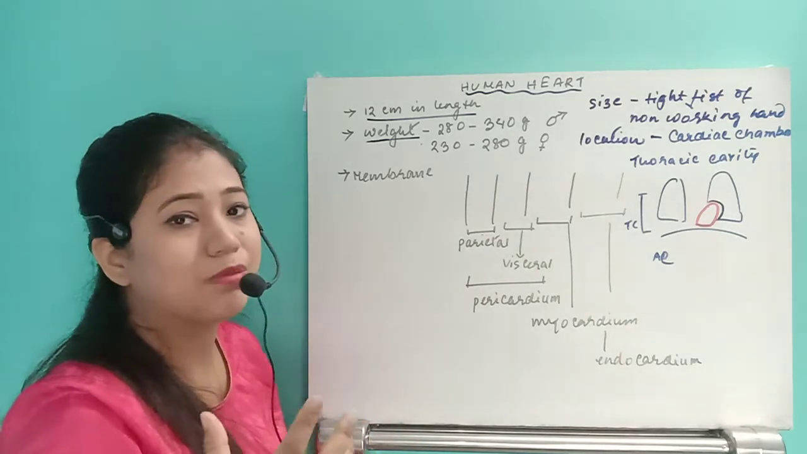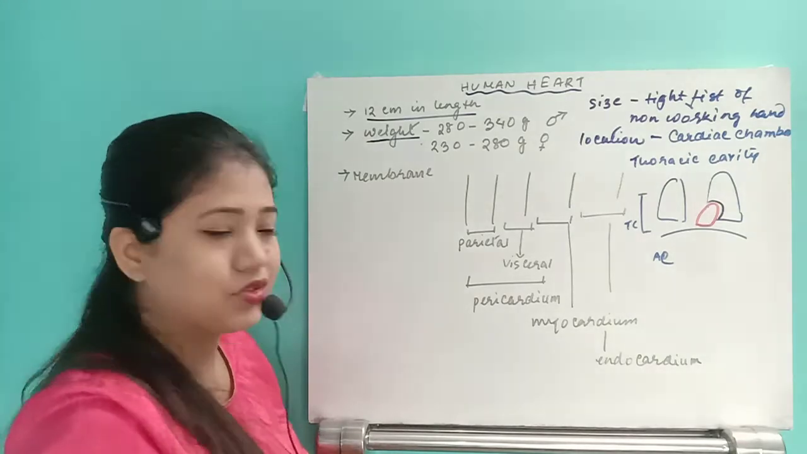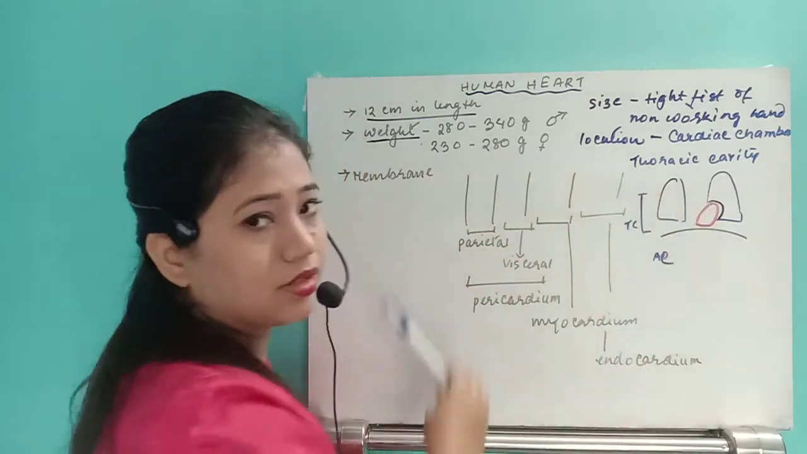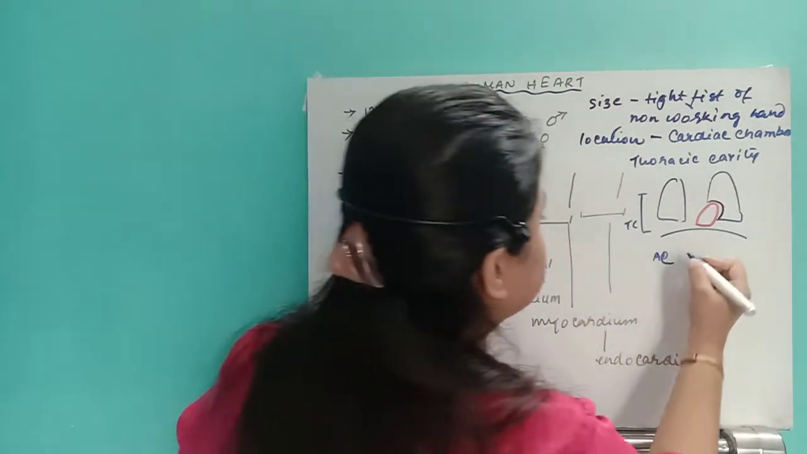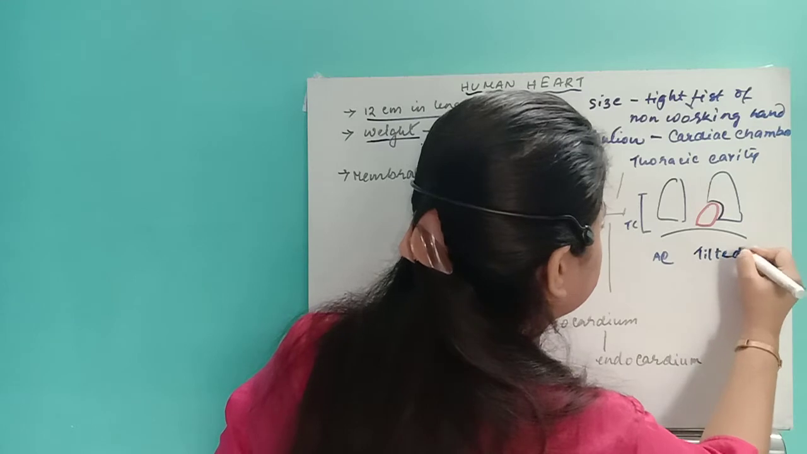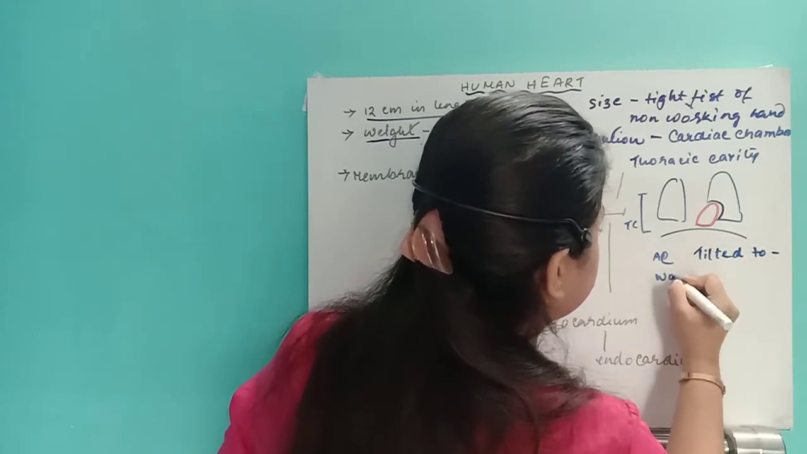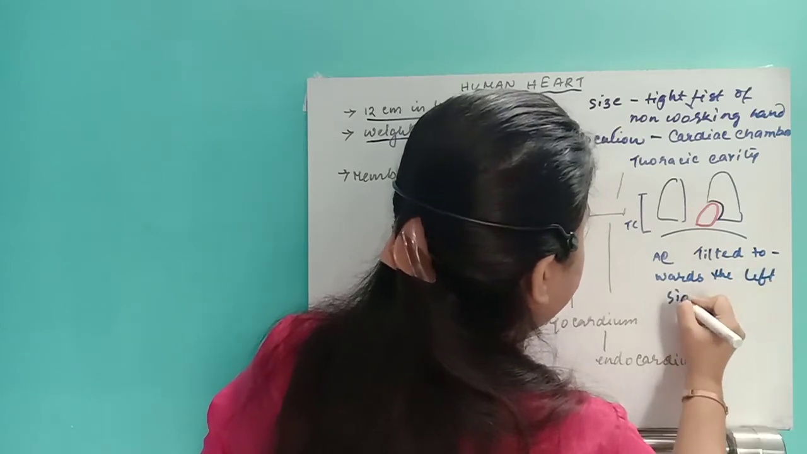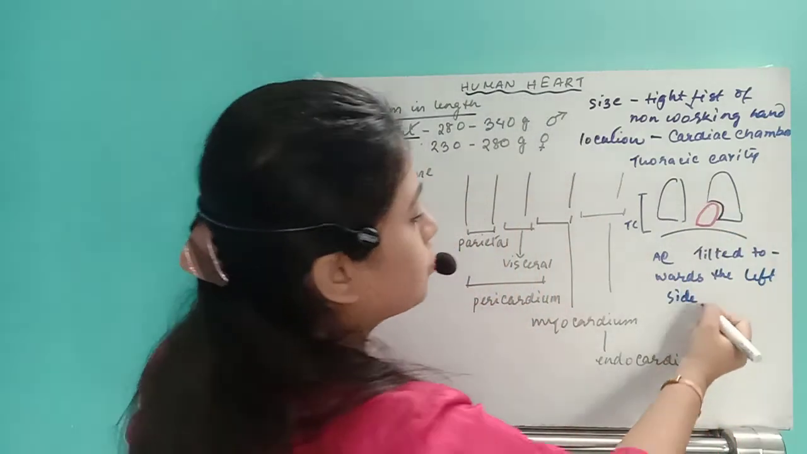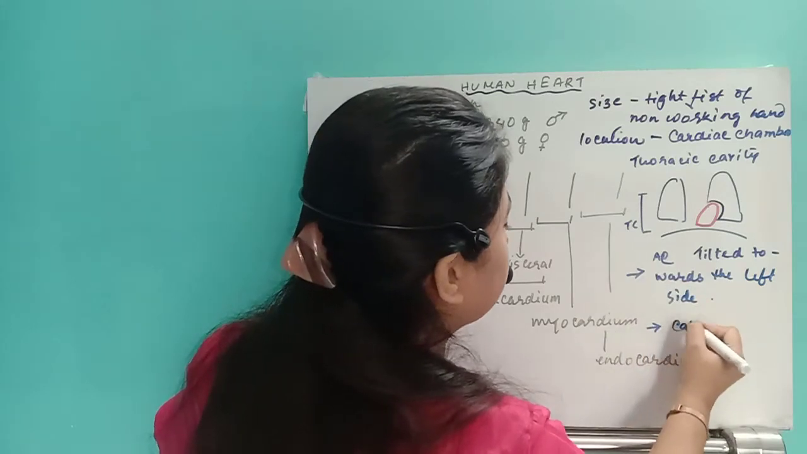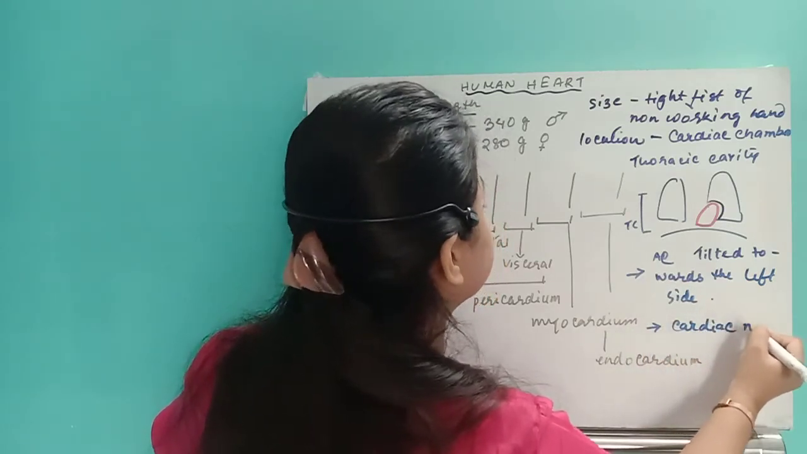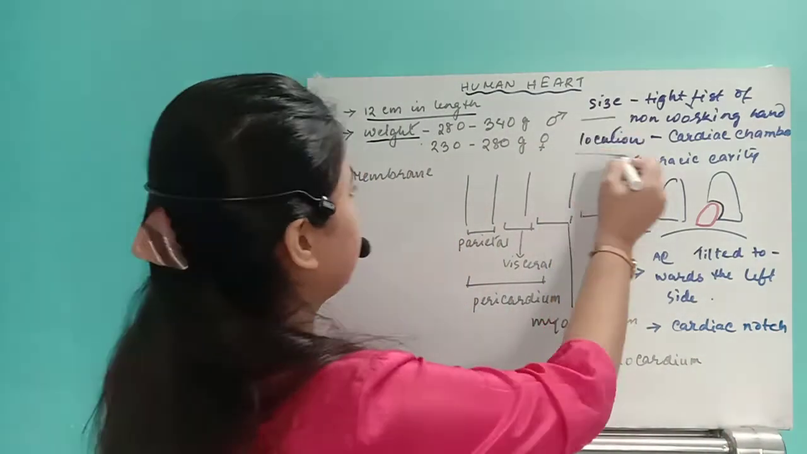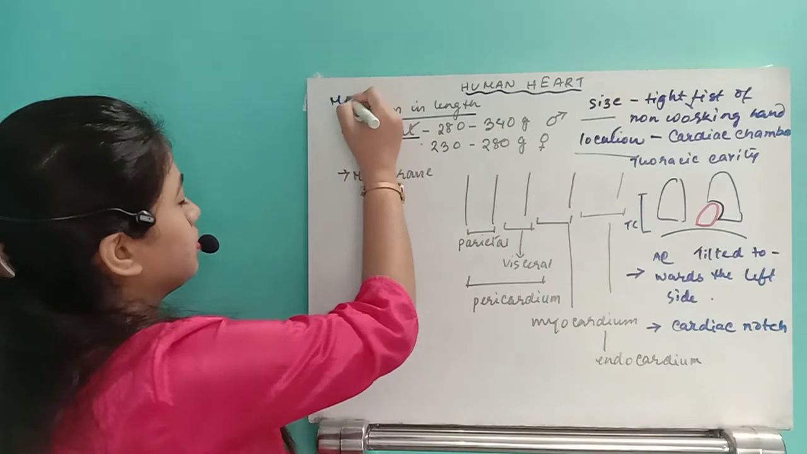Actually, we used to say that my heart is present on the left side. Actually, it's not like that. It is present in the center and tilted towards the left side. And this chamber is known as the cardiac notch. So this is the size and location. Then the average measurement I have already given.